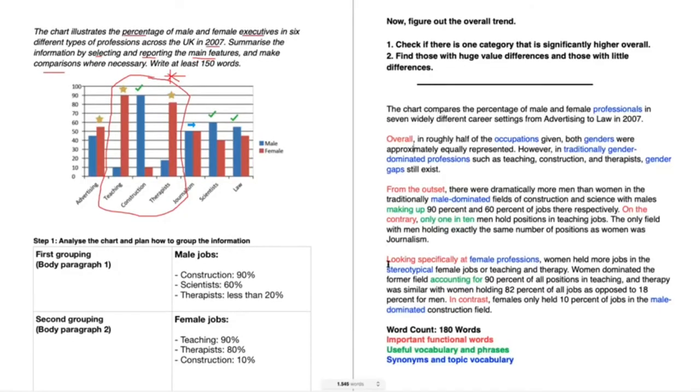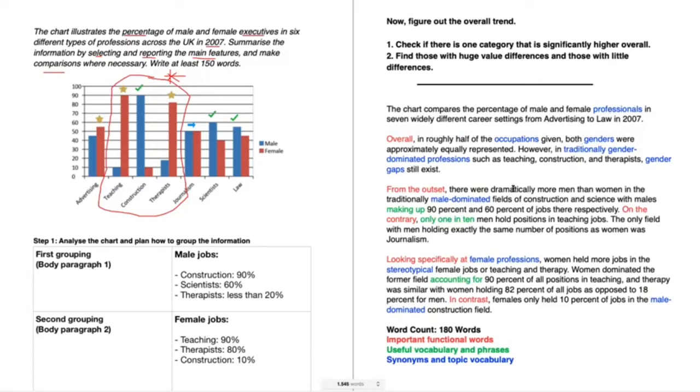Okay, and again, I have split up our words into red, green, and blue. Again, our word count is 180 words, which is a great area to be at. Let's go ahead and look at this essay. So for our introduction, we have that paraphrase statement, and it says, the chart compares the percentage of male and female professionals in 7 widely different career settings from advertising to law in 2007.